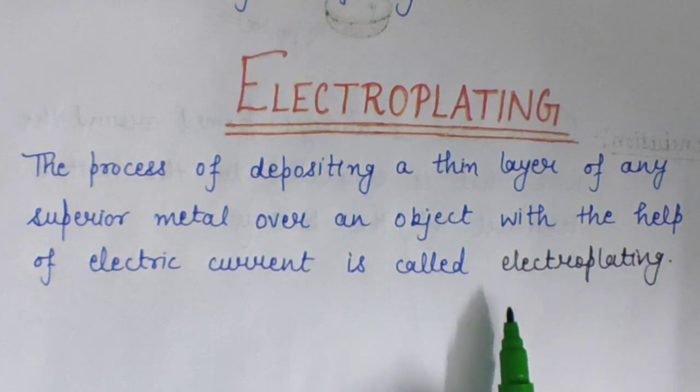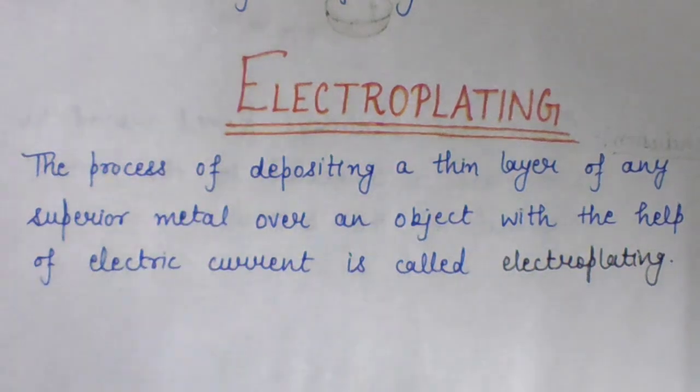You might have seen jewelry that looks like gold, but its cost is much less than that of gold. Why? Because it looks like gold, but actually that is not gold made jewelry. Means that jewelry is not made up of gold, but there is a coating of gold on it.